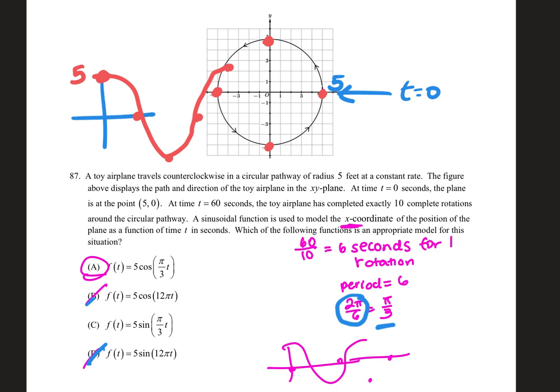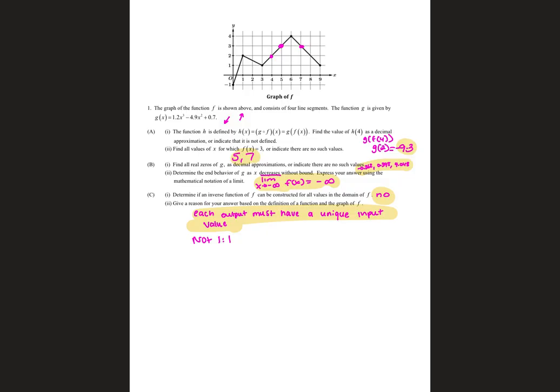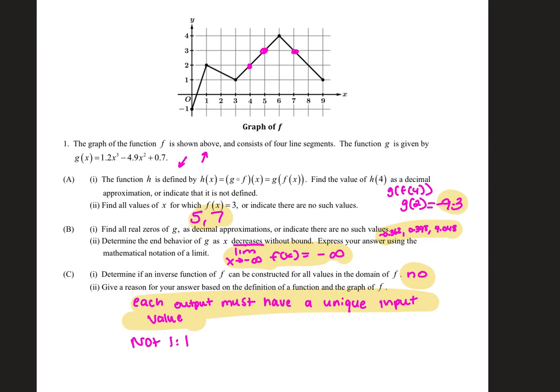Cosine. Oh, wait, so, can you explain, like, the wording? Yep, it said the sinusoidal is used to model the x-coordinate of the position of the plane as a function of t in seconds. So your output on the sinusoidal function is the x value on this graph. That was tricky. Yeah, okay. All right, then came your FRQs.